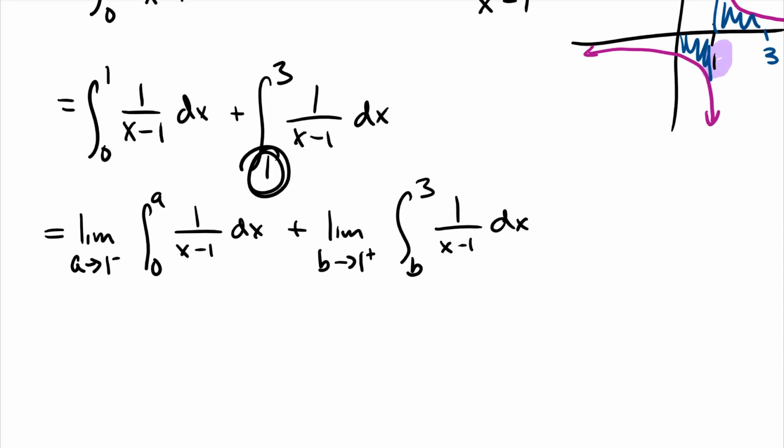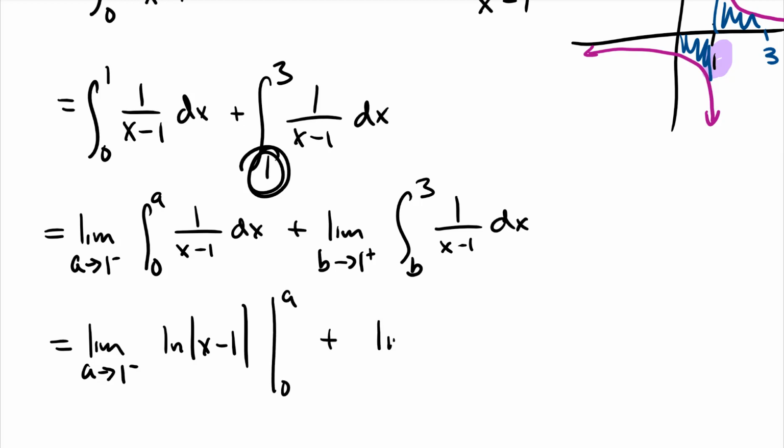All right, now let's solve it. Now let's see what we get. So now we have, what is that? The limit as a tends towards 1 from the left-hand side of the natural log of x minus 1, evaluated from 0 to a. Plus the limit as b tends towards 1 from the positive side of the natural log of the absolute value of x minus 1, evaluated from b to 3. Now, if we get an infinity anywhere, we can stop. It goes to infinity. Infinity minus infinity doesn't equal 0.